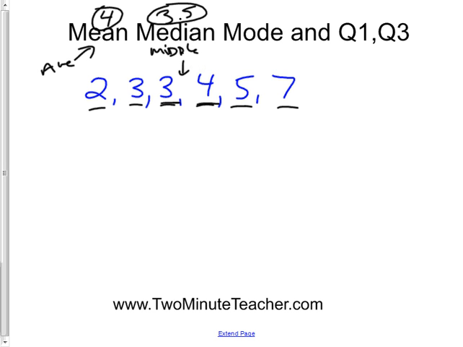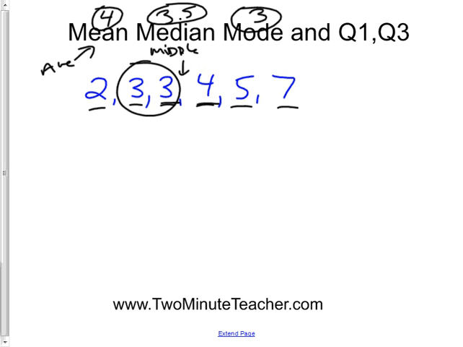Next one's the mode. The mode is whichever number happened the most. And in this case, there's 2 3s where all the other ones only had 1. Whichever number happens the most is the mode. If there's a tie, then it's sometimes called bimodal, and there's 2 modes. Like if I had had another 7 at the end here, they would have both been modes. 3 and 7 would have been. But with my existing data set, I only have 1 mode, and it is 3.